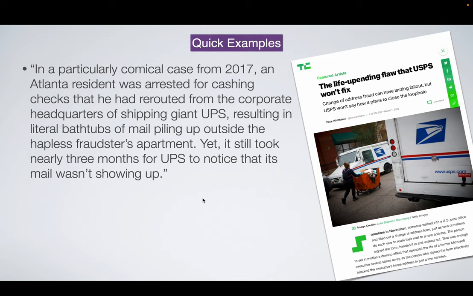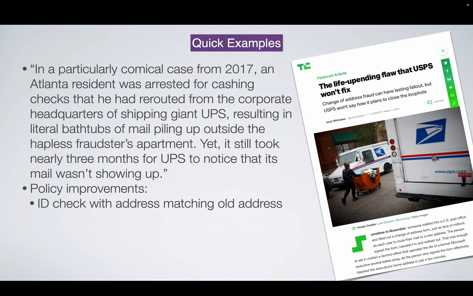They found this other person's address. The police showed up there. They had mountains and mountains of mail. And so, yeah, anyways. So this is a policy loophole. And the deny override is kind of what you could do instead to fix this.